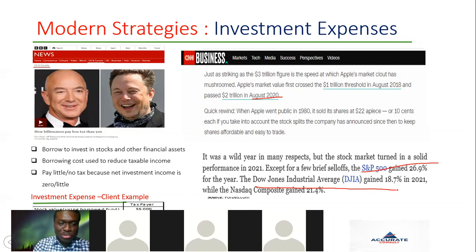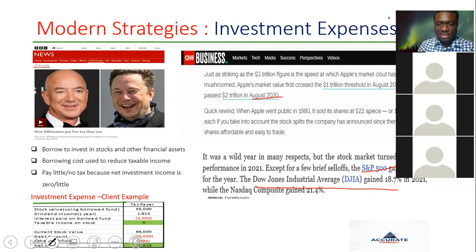So what these people do is they borrow to invest. Imagine someone like Elon Musk wants to invest in stock, they have a target for every year. This year, I want to invest maybe $5 million in the stock market. And at the end, they will earn dividend income. Their net worth will grow, and they won't pay any tax on that dividend income. And this is what they do.